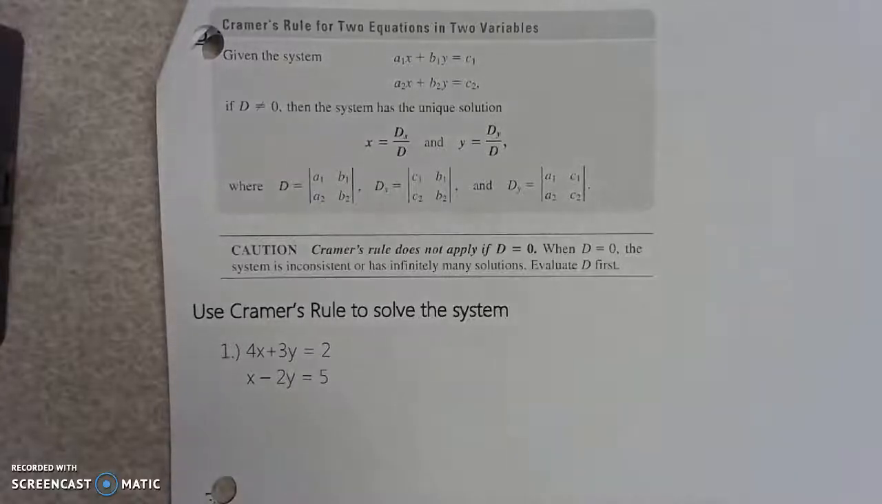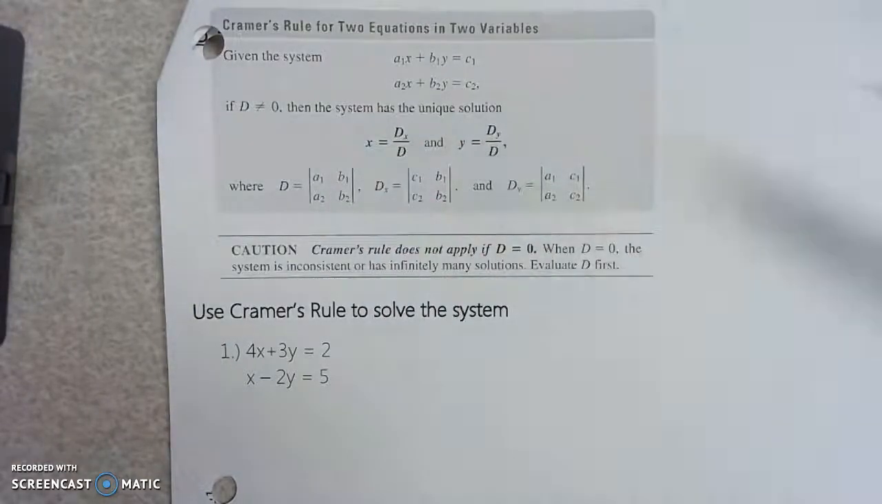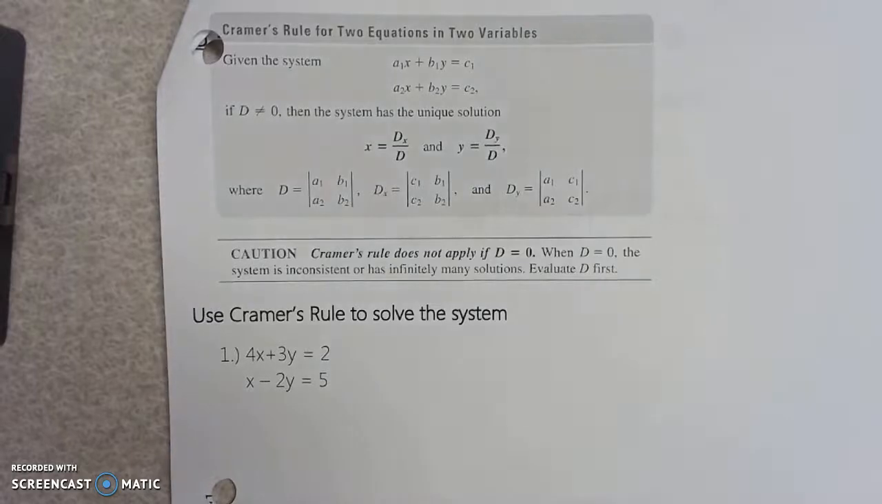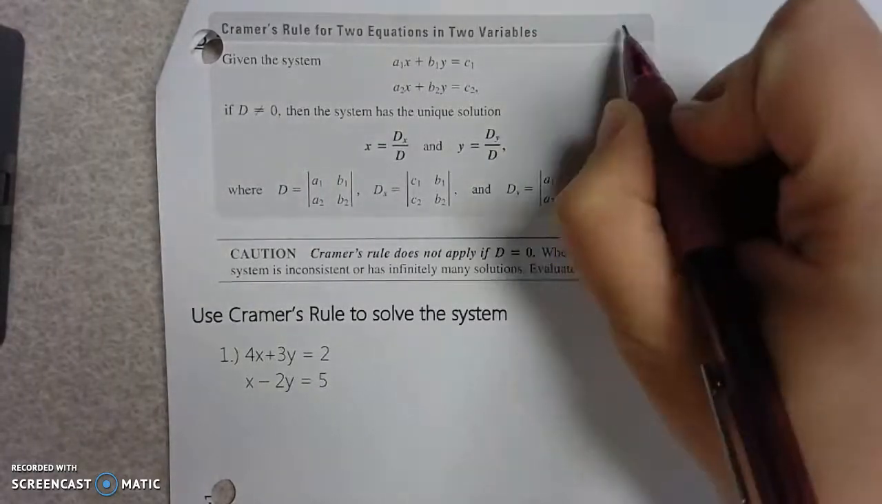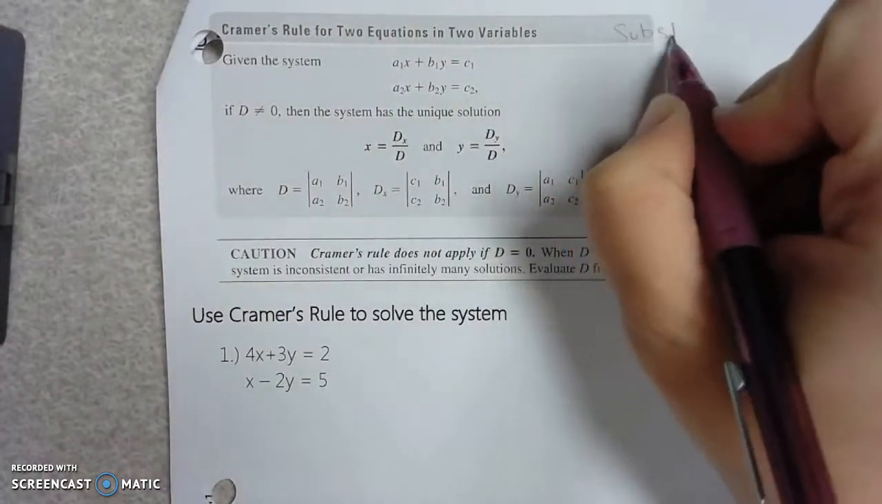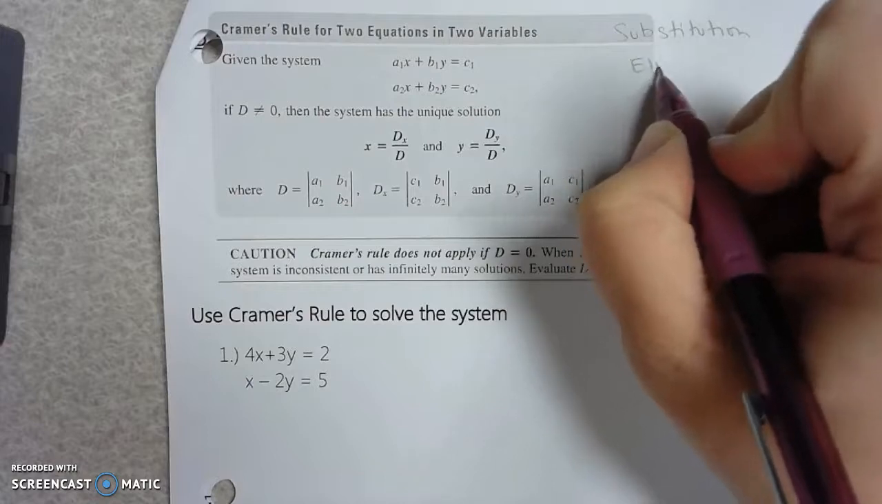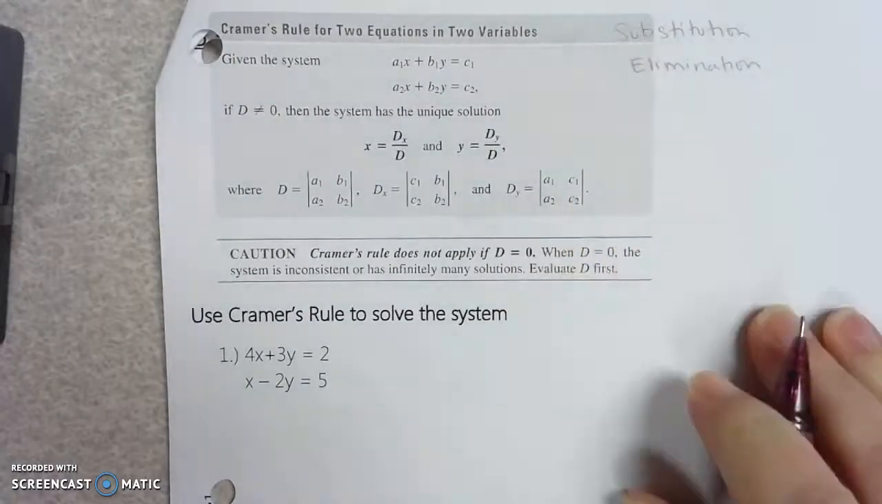This video will cover section 5.3, only the portion on Cramer's rule. We're only going to look at Cramer's rule for two equations and two variables. So this is a third way we can solve a system of equations. Remember, we did two equations and two variables, and we solved by substitution and also by elimination. So Cramer's rule is a third way that we can solve a system of equations.